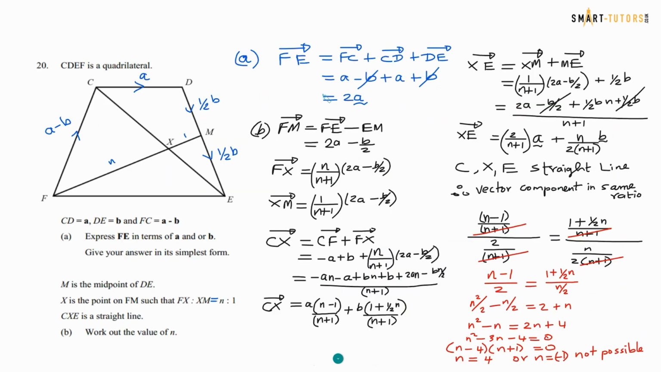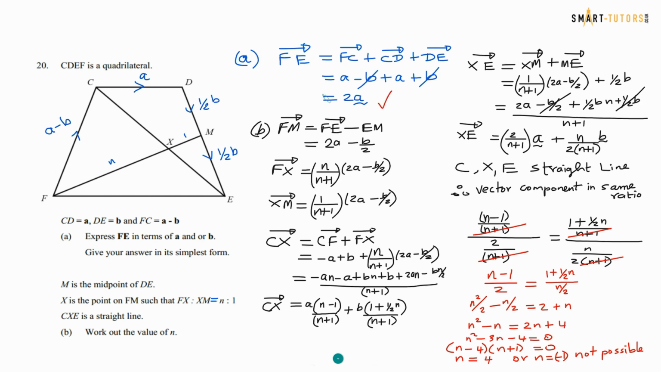Question number 20, it's a vector question, right? CDEF is a quadrilateral is given. So express FE in terms of A and B, give your answer in the simplest form. FE means F to E here, you go all the way F to C, C to D, D to E. So you do your maths properly, algebra terms: A minus B plus A plus B minus B plus B cancel, A plus A is 2A. That is the first part's answer.